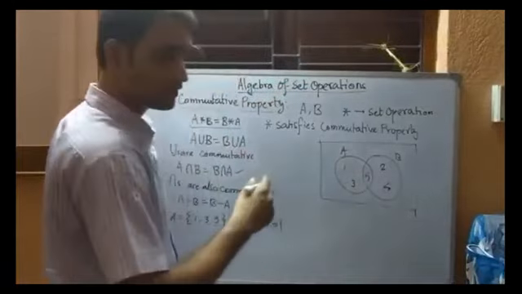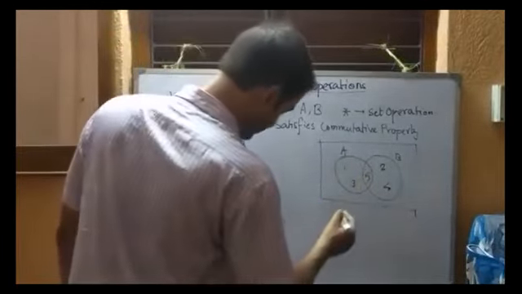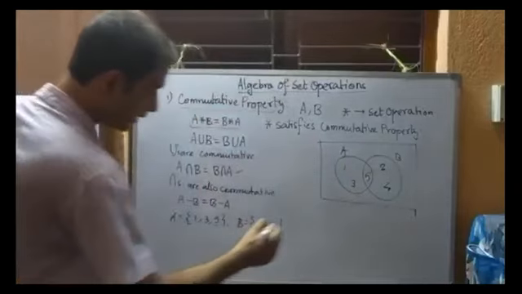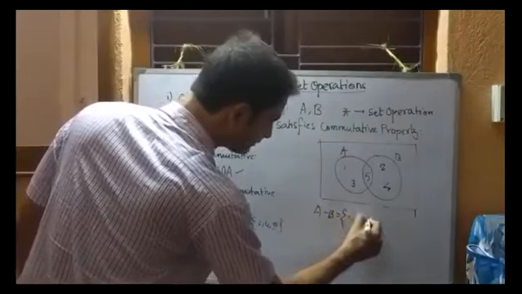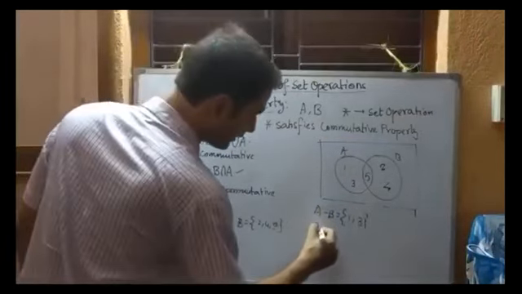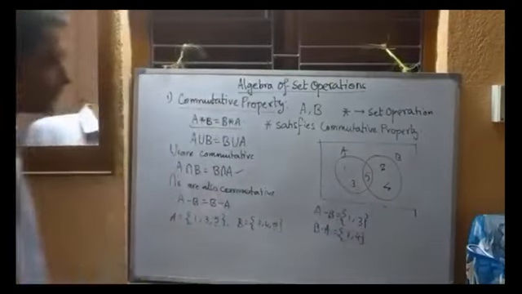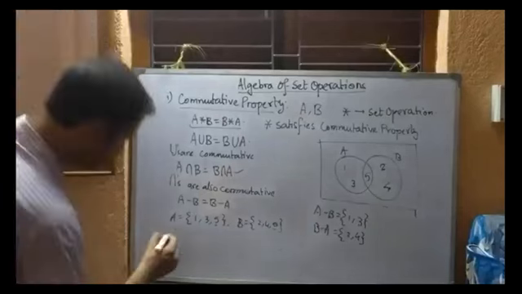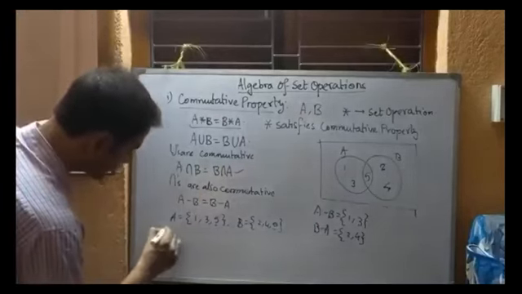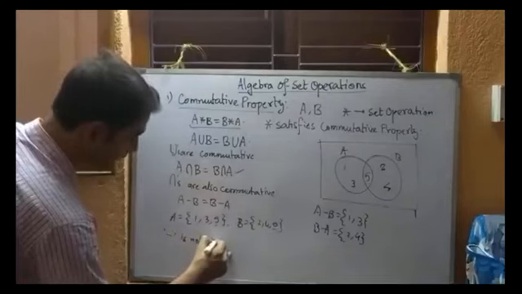So from the previous region for A difference B and B difference A, we can clearly verify that A difference B is 1 and 3 and B difference A is 2 and 4. So clearly they are not equal. So we can say that difference of two sets is not commutative.